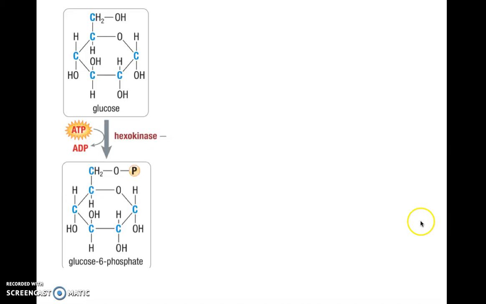Here are the main biochemical reactions. Here we have glucose, 1, 2, 3, 4, 5, 6 carbons. Hexokinase works on it. It is phosphorylated, as you can see here. So we have glucose going to glucose 6-phosphate. So 1, 2, 3, 4, 5, 6. Phosphate is on number 6.